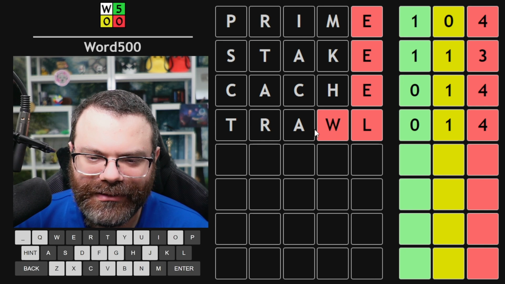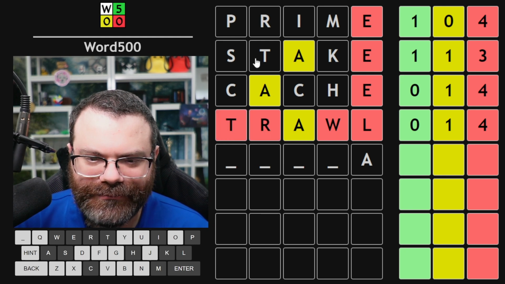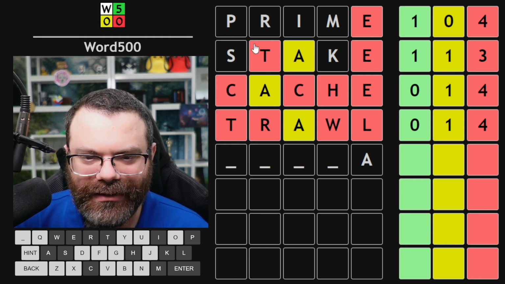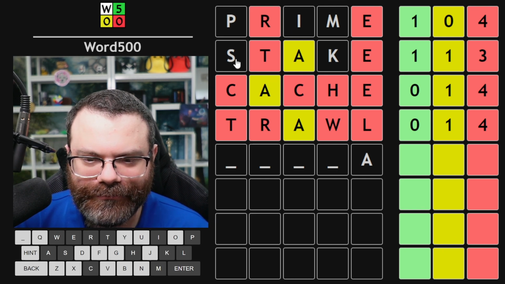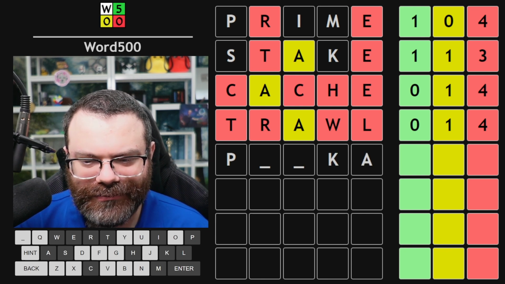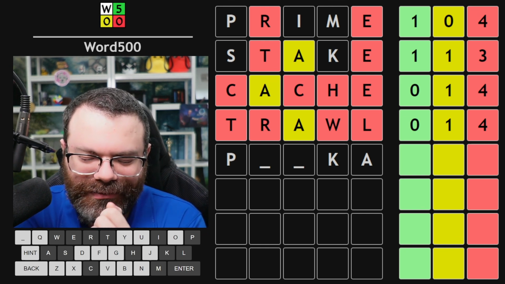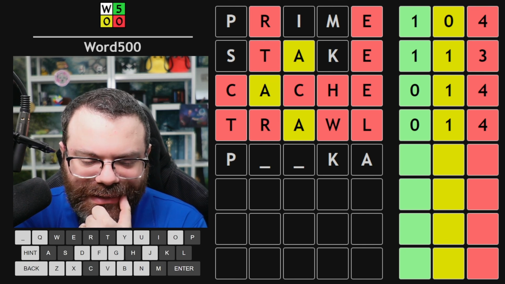So none of these are in. If A is yellow and at the end, we have a lot more optionality here. No T, no C or H. Okay. So yeah, no R. I have an S or K in place. Maybe the P and the K? What would that be? P something something KA. Polka almost works. Yikes. There's no L though in this case. That's the only word I can think of that does that.